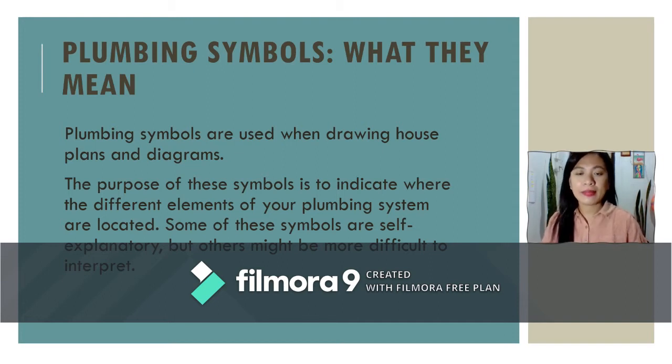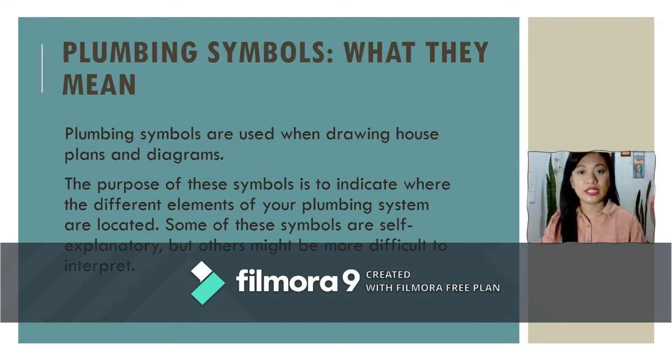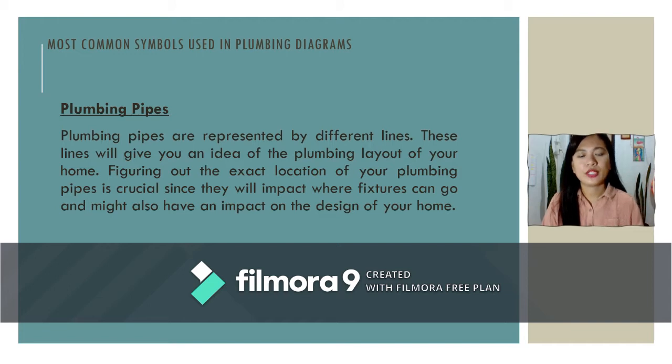So what are plumbing symbols and what do they mean? Plumbing symbols are used when drawing house plans and diagrams. The purpose of these symbols is to indicate where the different elements of your plumbing system are located. Some of these symbols are easy to identify, but others might be more difficult to interpret. So let's start knowing and identifying these symbols, the most common symbols used in plumbing diagrams.